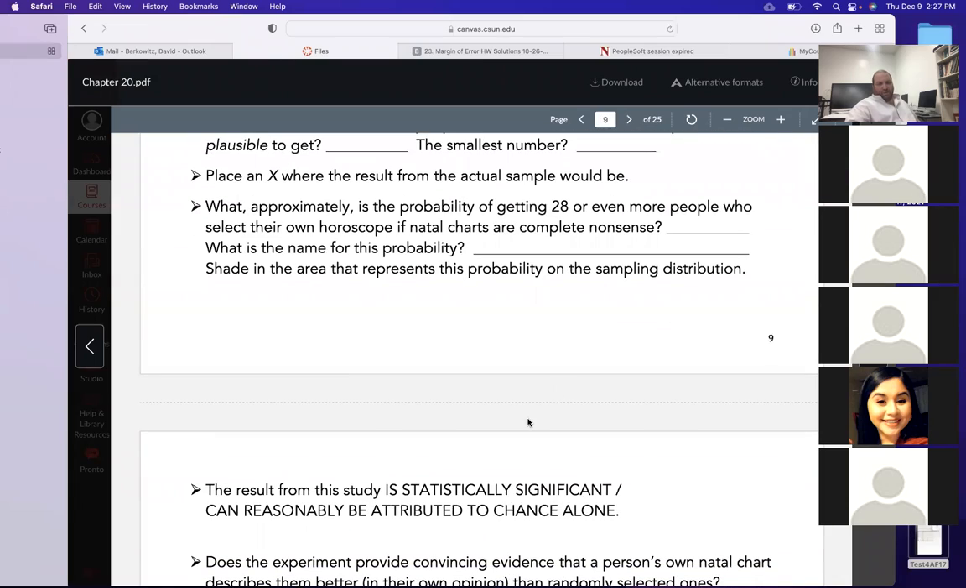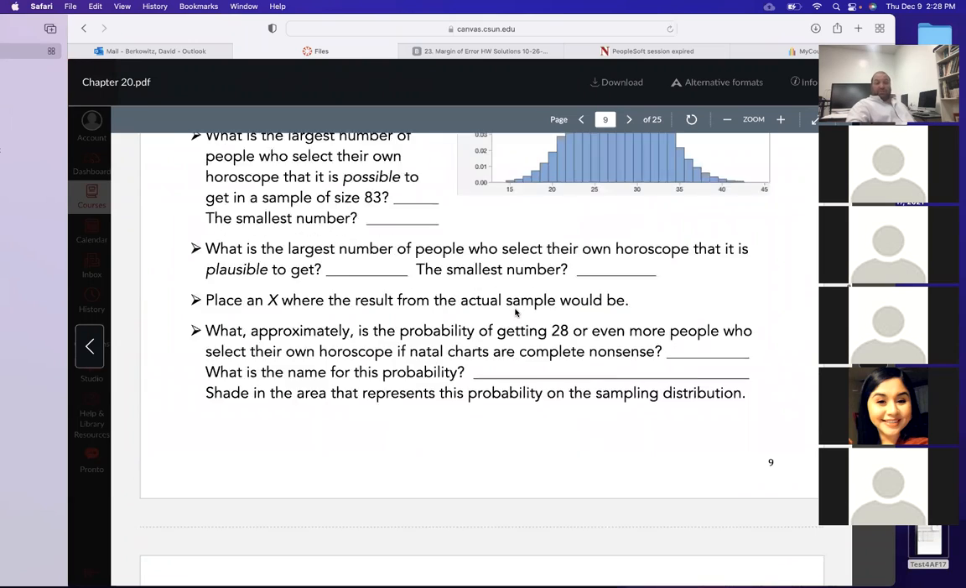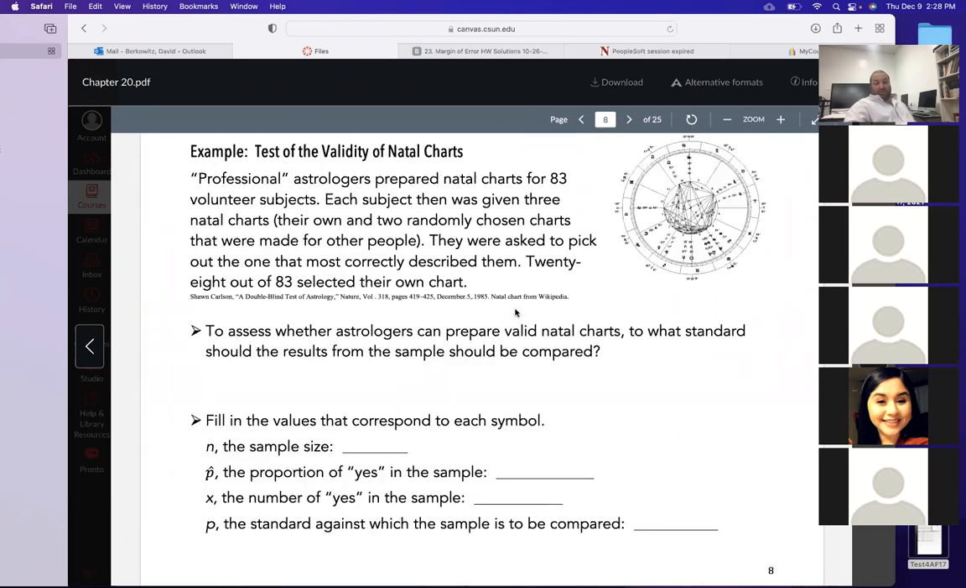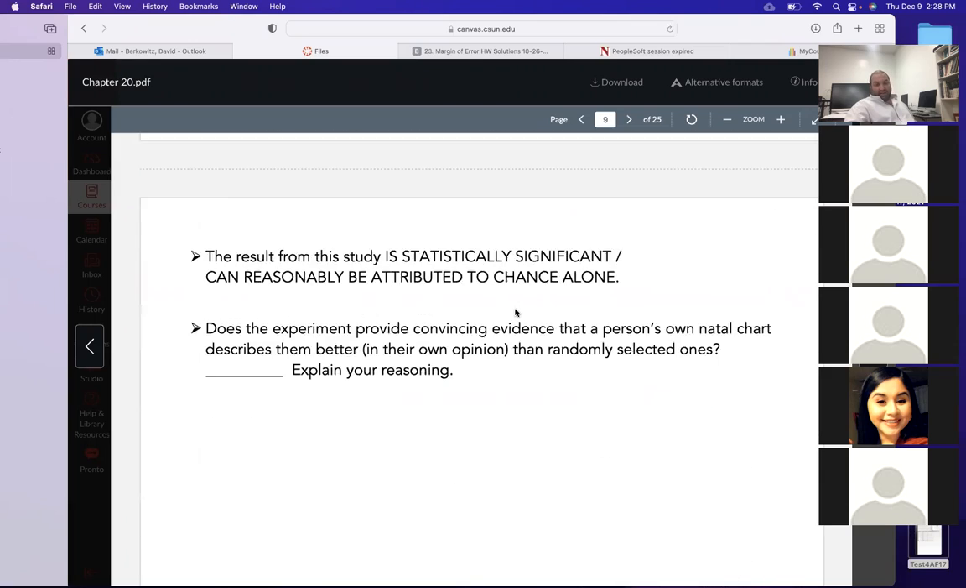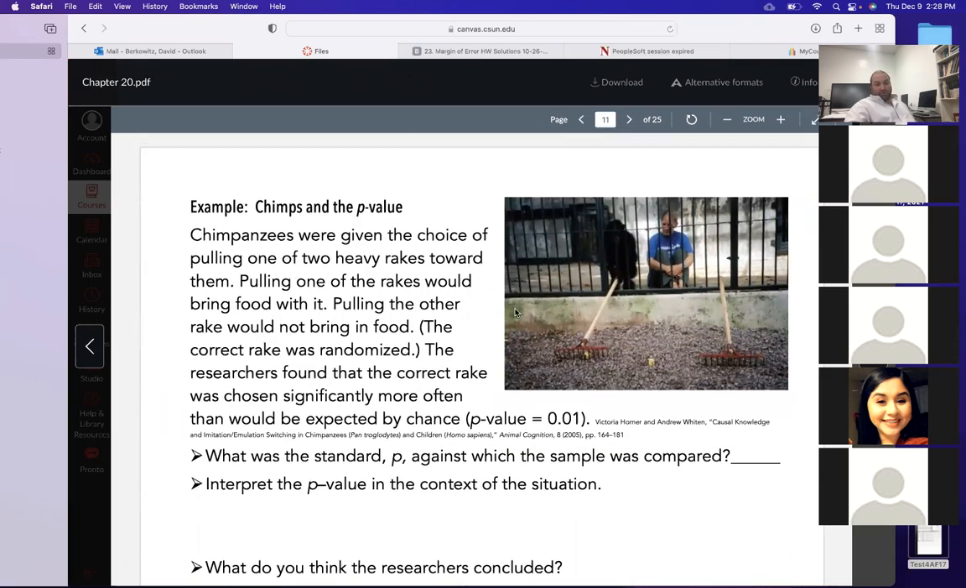But again, the whole idea is: is the result statistically significant? Is it weird enough of a result that we reject the null hypothesis in favor of the alternative? Or can it reasonably be attributed to chance, in which case it might not have been the most expected result, but it's not crazy enough for me to reject the null hypothesis. This was the entire idea of this chapter.